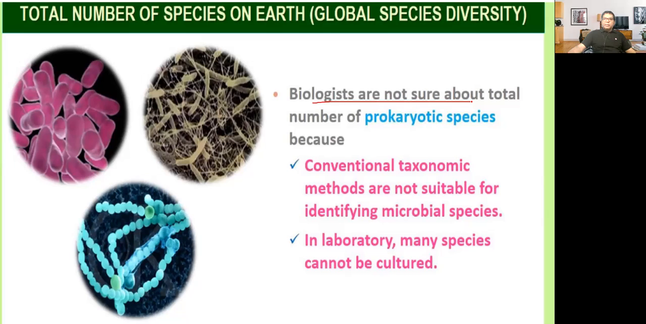Biologists are not sure about the total number of prokaryotic species because conventional taxonomic methods are not suitable for identifying microbial species. In the laboratory, many species cannot be cultured.